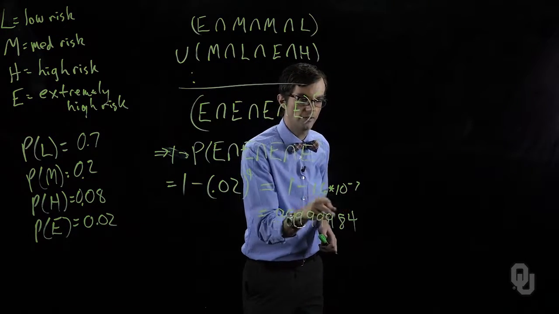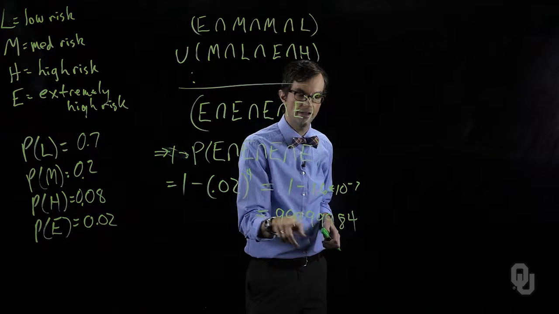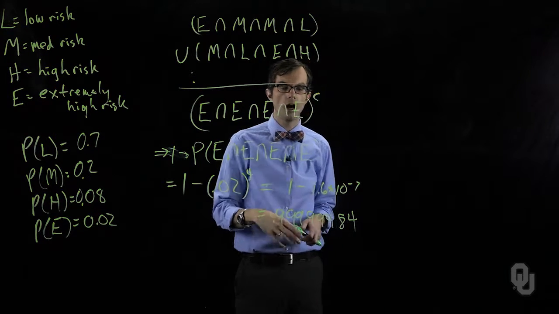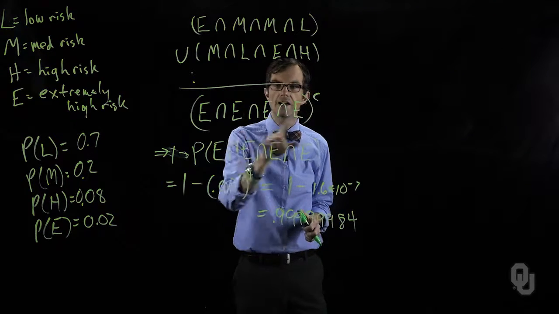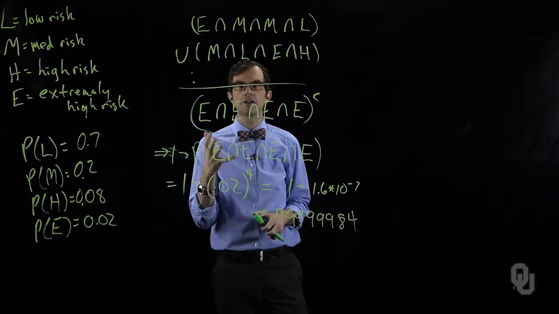Then whenever you have 4 in a row like that, it gets even less likely. Okay? 1.6 times 10 to the negative 7. 1 minus that, something quite large, something quite likely. It's quite likely that we're not going to see all projects that are extremely high risk.